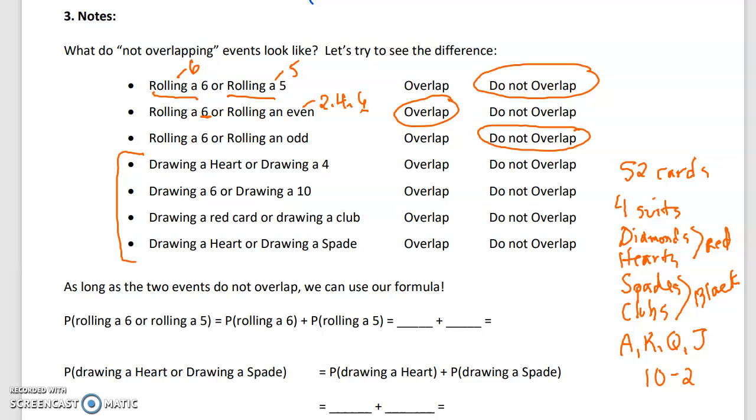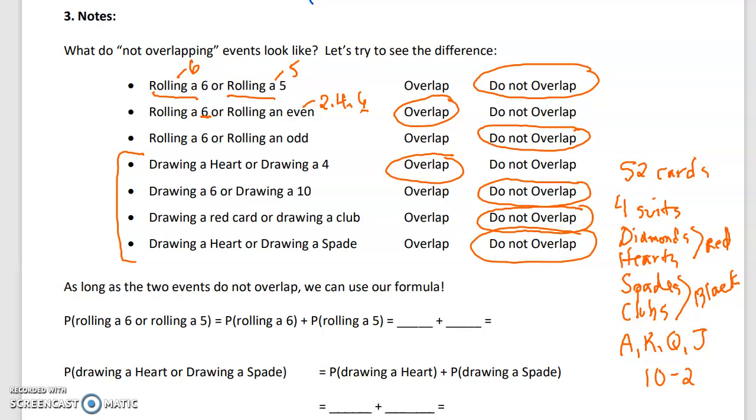So drawing a heart or drawing a 4 is an overlapping event because hearts and there is a 4 of hearts. Drawing a 6 or drawing a 10 do not overlap. A red card or a club, if you notice the reds are only diamonds and hearts, clubs are black, so those do not overlap. And drawing a heart or drawing a spade also does not overlap. Again, as long as the events do not overlap, we can use our formula.